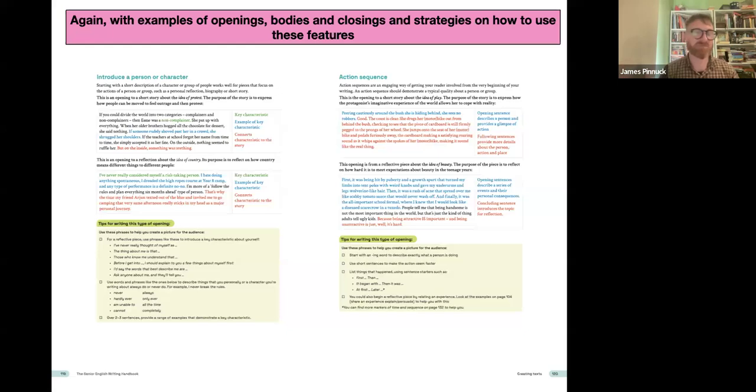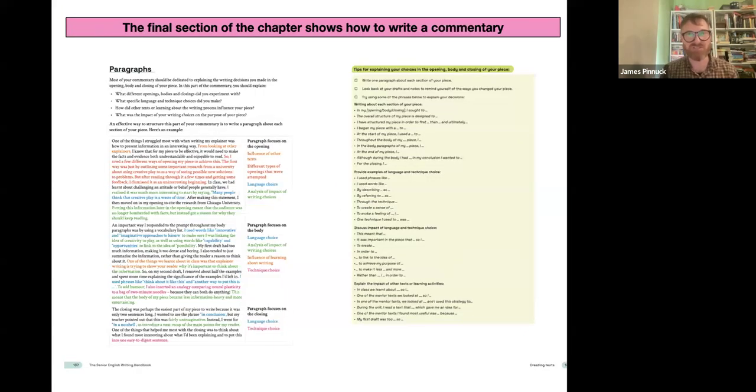So the middle section takes up the majority of this new chapter, and it's really trying to give kids a whole range of different examples of openings, bodies, and closings, and give them very practical strategies about how to go about using those openings, bodies, and closings themselves.